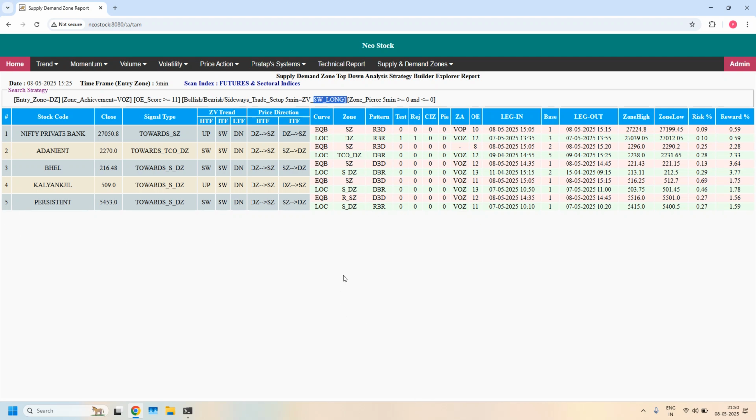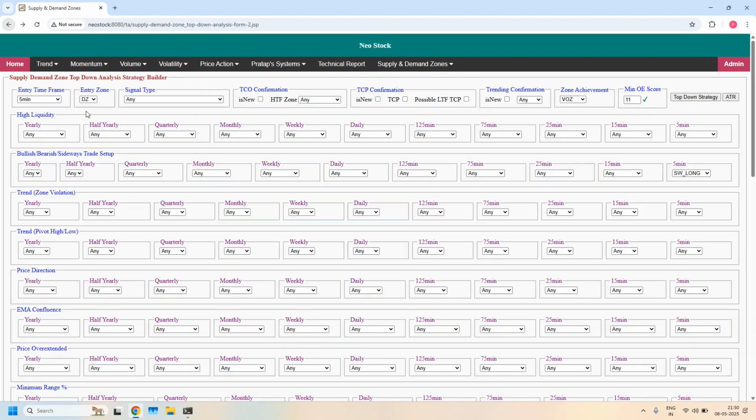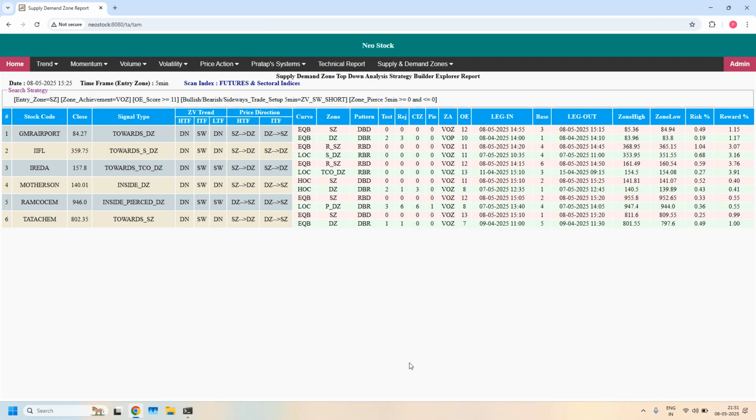Okay, so now sideways short trade setup for hourly income trade. Entry zone, supply zone, and here in sideways short I am selecting at 5 minutes. Remaining filters are the same, applied to 5 minutes supply zone. We got 6 stocks. This is sideways short trade setup.